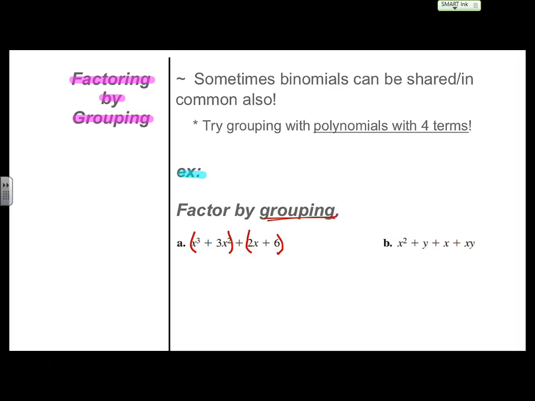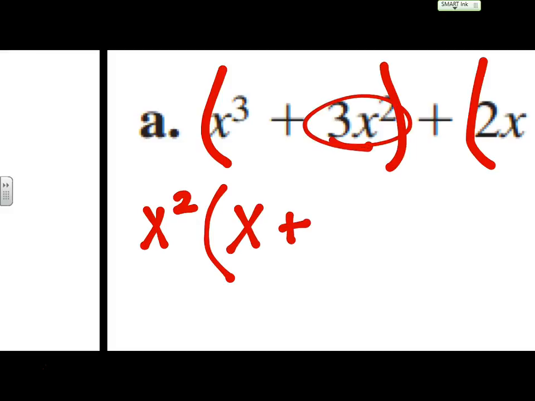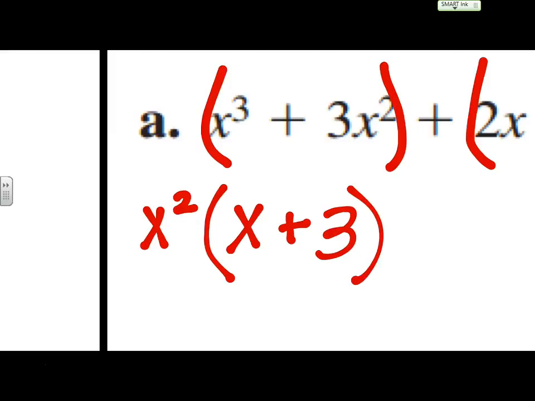When you look at the first pair, which means the first 2 terms, what is in common between those 2? X. How many x's though? X squared. The question is, what is left when you divide away the x squared from x cubed? There's 1 x left, and what's left of the 3 is just the 3. I'm factoring out the GCF. X squared away from x cubed, x is left. X squared away from 3, 3 is left.